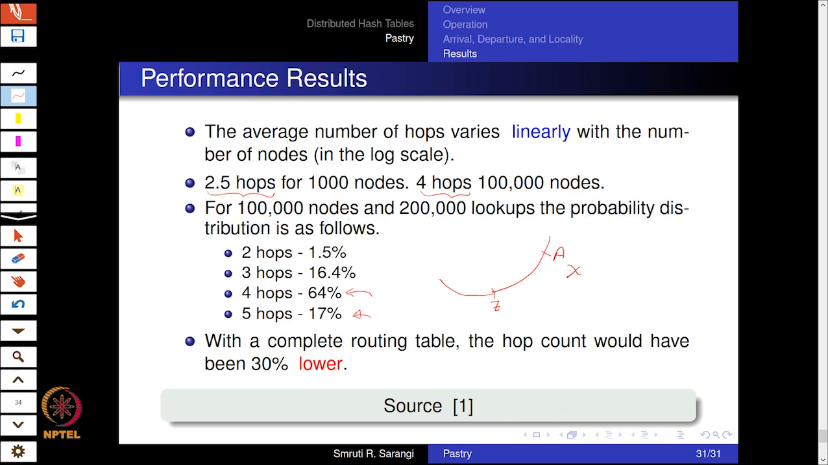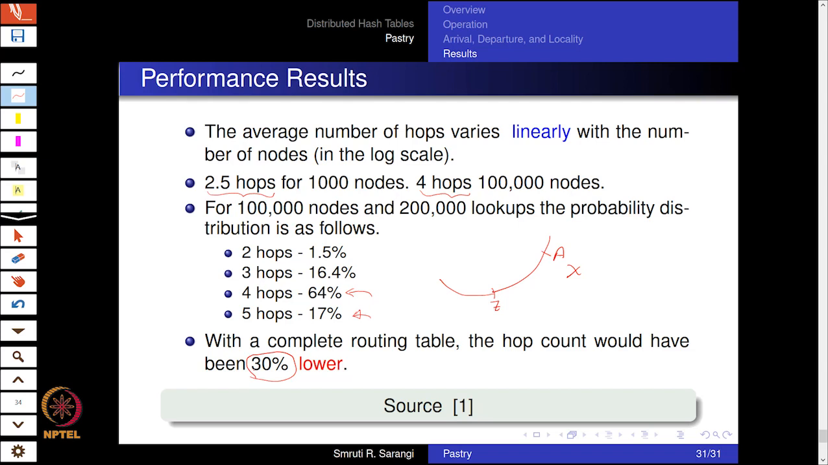So if, let's say, I somehow have a global view and I am able to create a complete routing table which has all the information that is there in the system, then of course my routing tables will be much bigger and the hop count will be lower, but not substantially lower. That's an important point to keep in mind. The hop count will only be 30% lower. That's what the paper says.